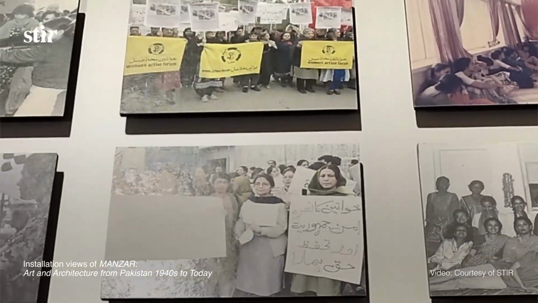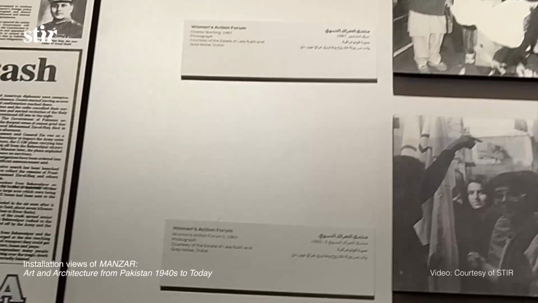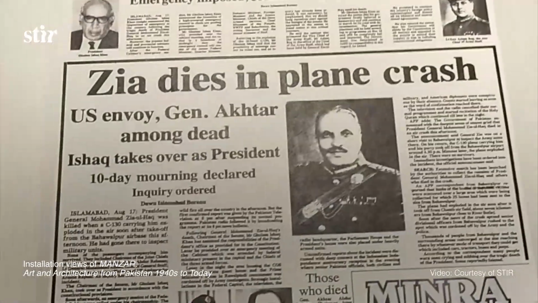So we are in one of the sections that we call subjective figurations, in which we're looking at quite a contemporary time now, the 80s and 90s, where you see expressions of how to be in the world in many ways, which includes these expressionistic paintings by Qudus Mirza, but also, for example, the women's movements in Pakistan, which began with the Women's Action Forum.